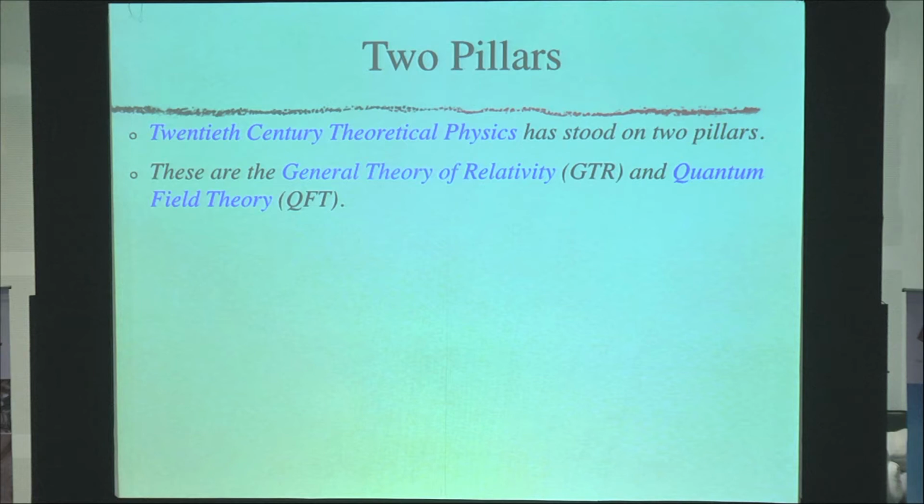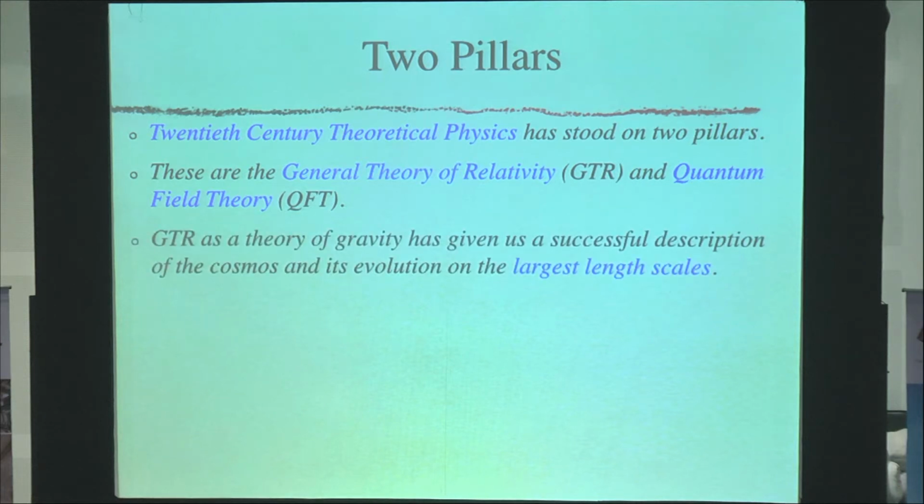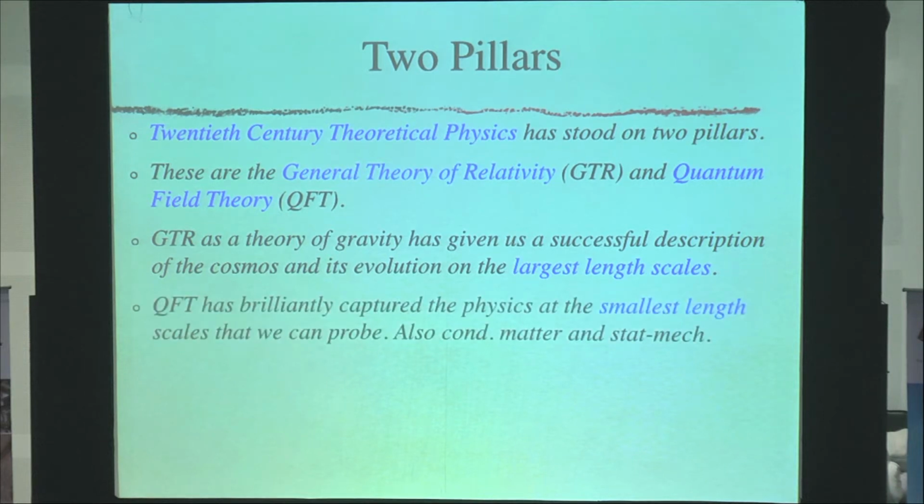They are real pillars because they are frameworks which encompass a wide variety of things. The general theory of relativity, for the non-physicists, is a theory of gravity which has given us our most successful description of the cosmos and its evolution on the very largest scales. And quantum field theory, on the other hand, has captured the physics at the very smallest scales, and as we heard in the previous talk from Subir and so on, it's one of the mainstays of condensed matter physics and also statistical mechanics, etc. So it's also a very powerful framework.